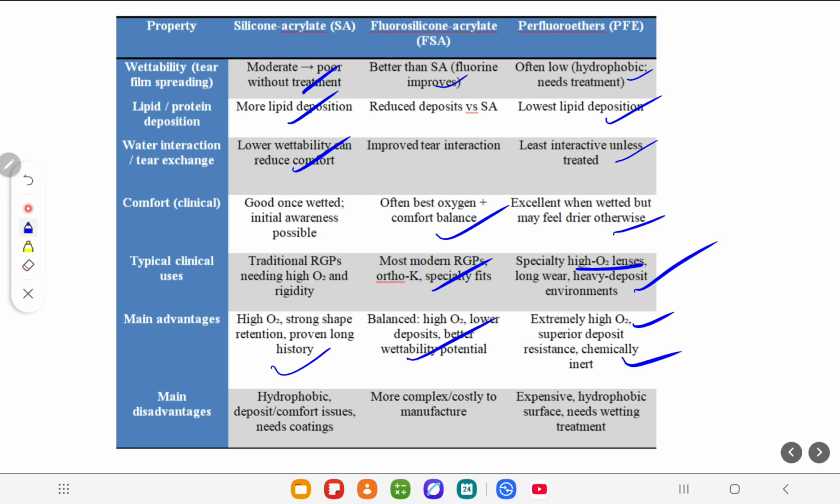Silicon acrylate has many disadvantages: it is hydrophobic, with deposit and comfort issues, and needs a coating. Fluorosilicon acrylate is more complex and costly to manufacture. Perfluoroether is expensive, and its hydrophobic surface needs a wetting treatment. These are the disadvantages of perfluoroether.